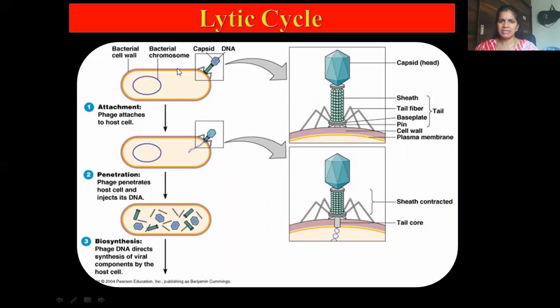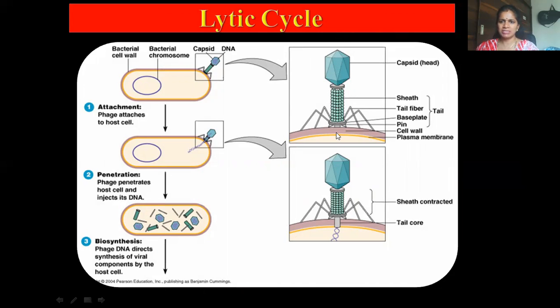Okay, here you can see the lytic cycle: attachment of phage to the host cell, penetration of phage into the host cell, and it injects its DNA into the bacterial cell system. Then the third step, biosynthesis: phage DNA directs synthesis of viral components by the host cell. Here also you can see the diagrammatic representation.